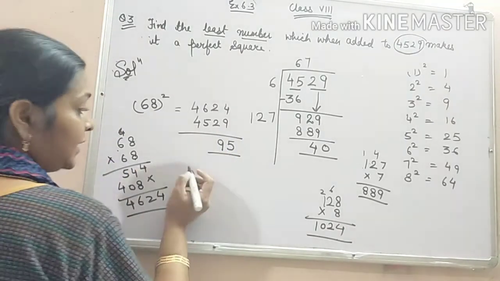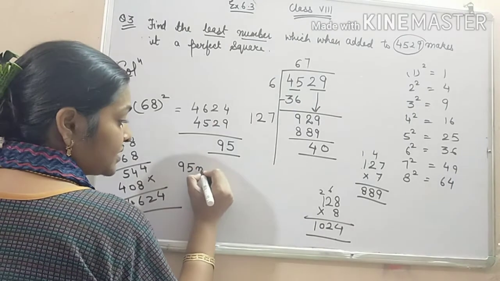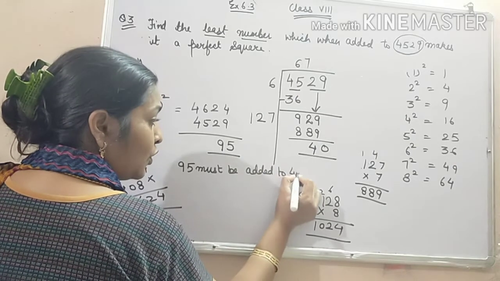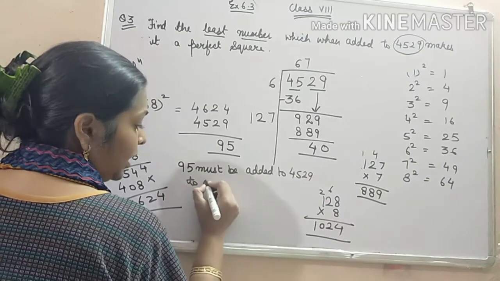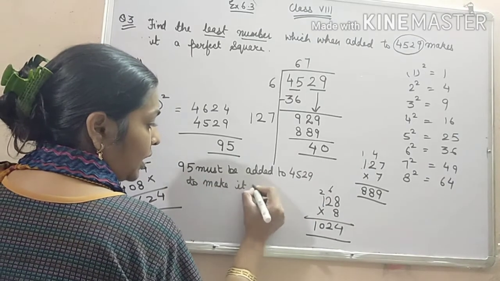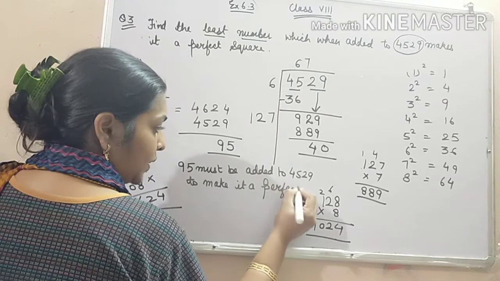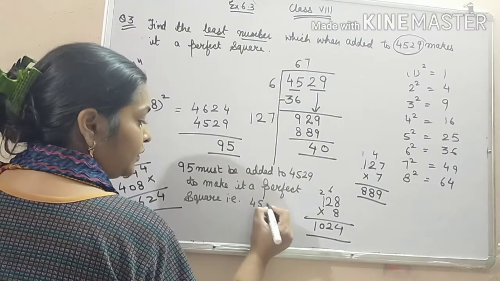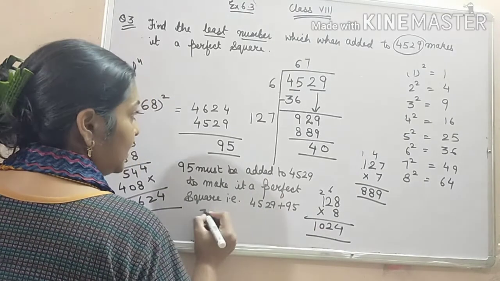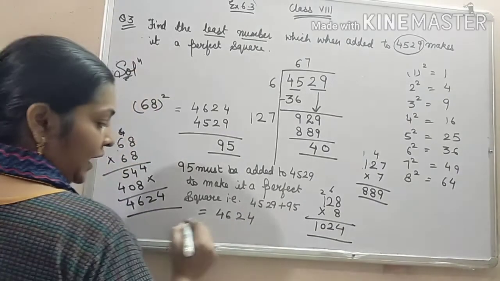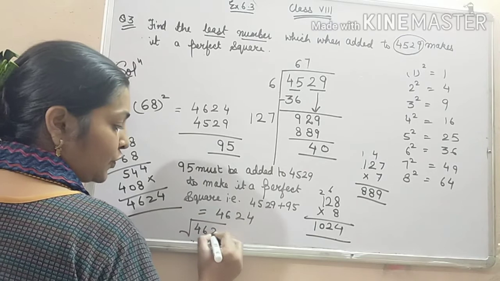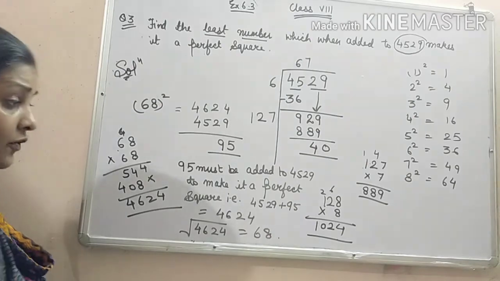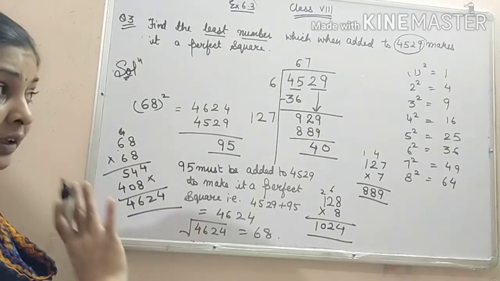So one way is that you will write that 95 must be added to 4529 to make it a perfect square. That is, 4529 plus 95 is equal to 4624. And you know that the square root of 4624 is 68. No need of calculation. Okay. One method is this, what we have done till now.